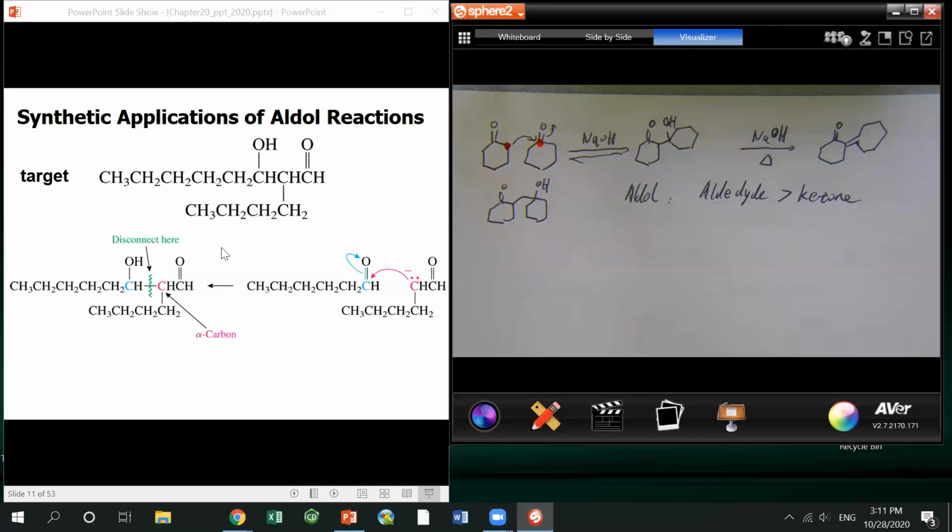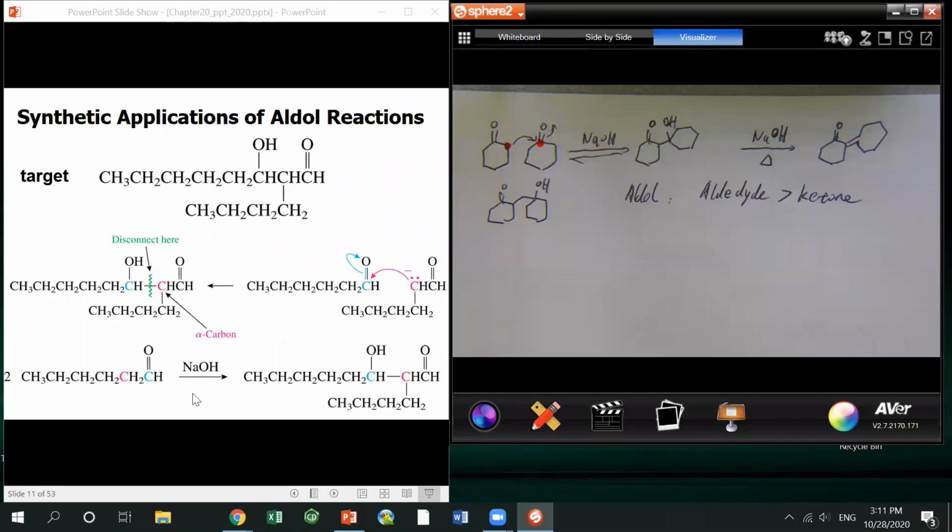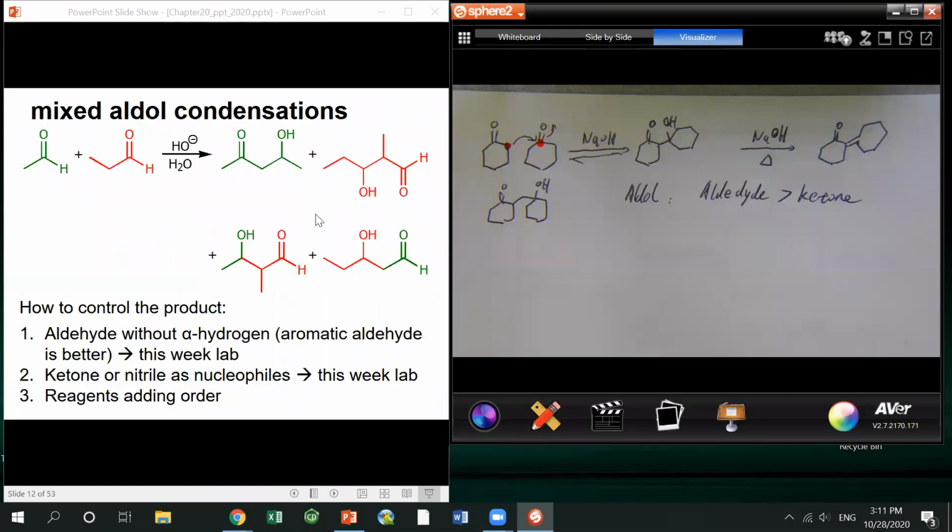So we'll do some practice in the discussion tomorrow. We'll still practice on chapter 19 to help you prepare for the quiz on Friday. We'll also practice some chapter 20 content, because chapter 20 is relatively hard. That's how you use the Aldol reaction to make this molecule.